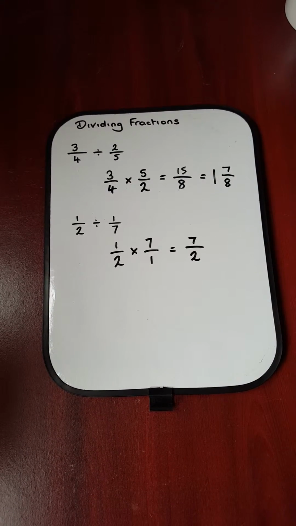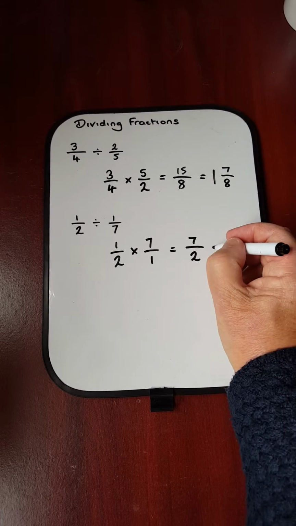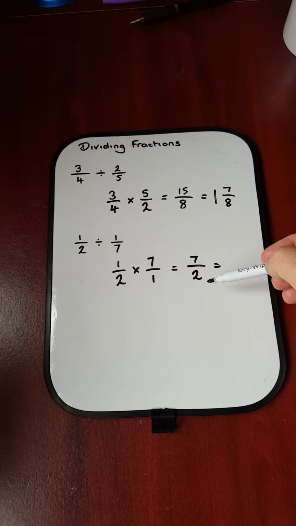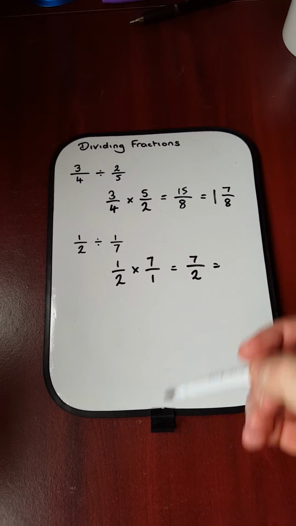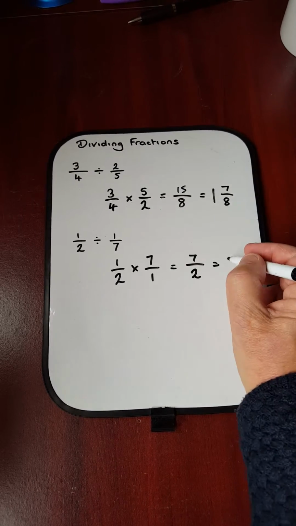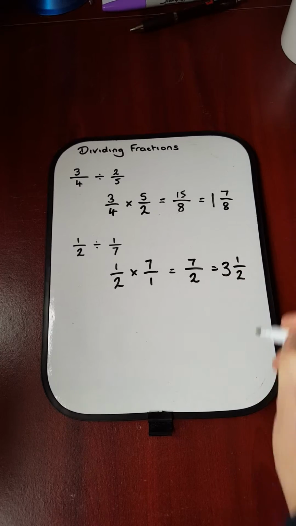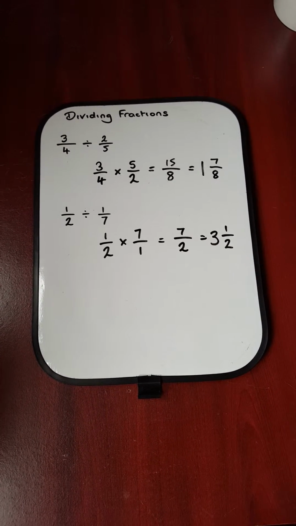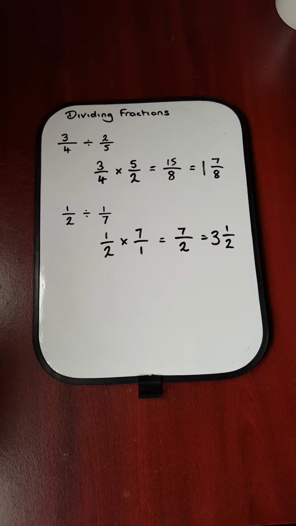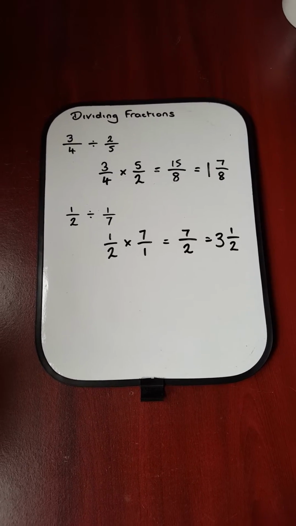Once again, that's going to have to be changed into a mixed number. To change it into a mixed number, you're dividing 2s into 7. How many 2s in 7? 3 2s are 6. And there's 1 left over. 3 and a half. And there we are. Okay, so that's fairly straightforward.